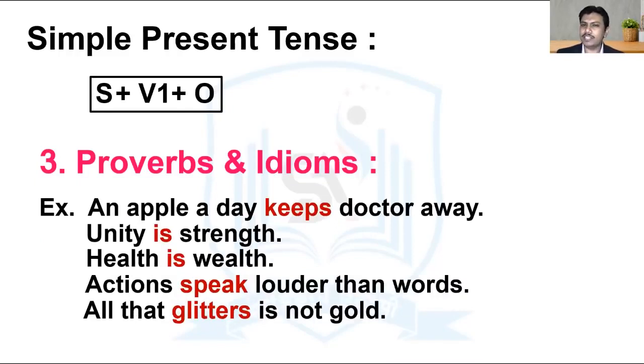Now, most of the time people say good thoughts. People tell you about their own thoughts, and they also tell you about some good suggestions or proverbs or idioms. We simply use simple present tense. How beautiful simple present tense is. Try to understand this thing. An apple a day keeps the doctor away. Simple thing. Unity is strength. Health is wealth. Actions speak louder than words. All that glitters is not gold. Simple thing to understand. So it is essential to use simple present tense in this way. If you see some good thoughts, they are all written in simple present tense.